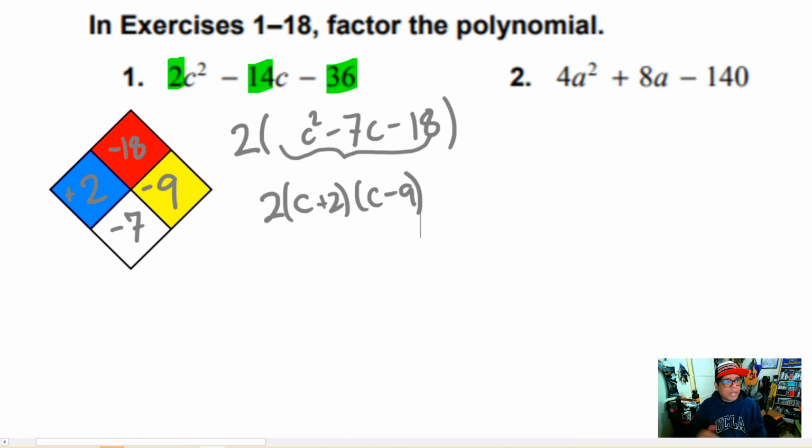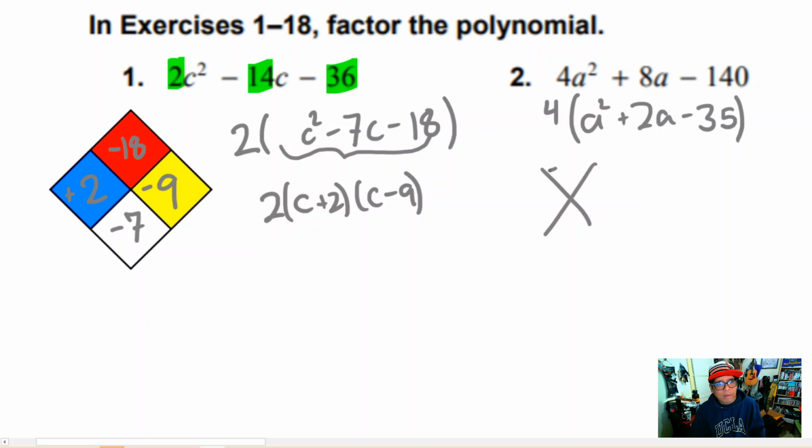And I'm taking a look at number 2. In number 2, we can also factor out a 4. So if I factor out a 4, I get a squared plus 2a minus, oh, what is this one? 35, I believe. And then now this becomes an easy problem with the 35 on the top and the 2 on the bottom.